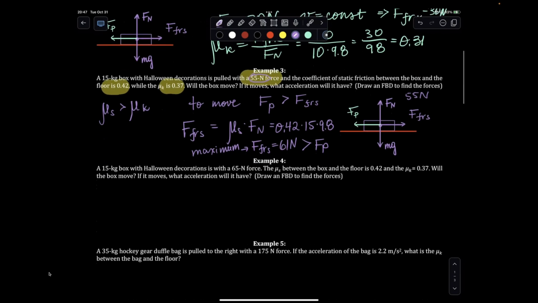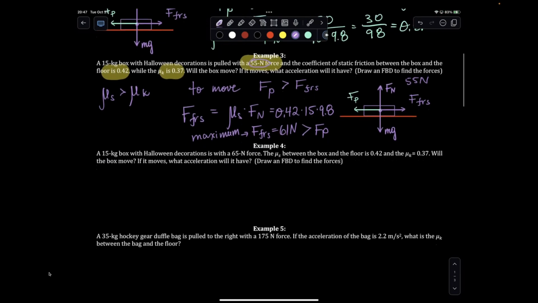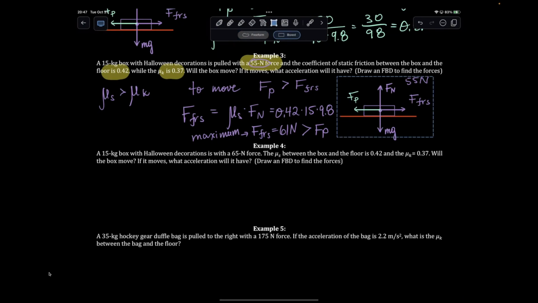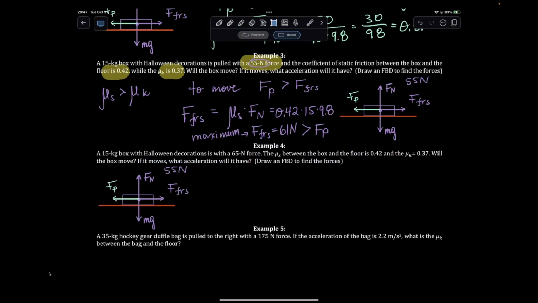Now look at example 4, I'm keeping the same object with the same coefficients of friction. However, now my pull is 65. Real quick, since force of static friction was a maximum of 61, then I know that my object will be moving because I had outpowered it with 65 newtons. Since static friction is outpowered, it is no longer at play. Instead of force of static friction, I'm going to draw, and I know it's going to be less, friction kinetic.